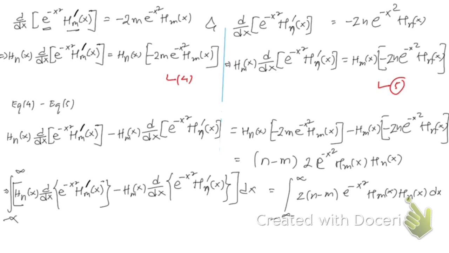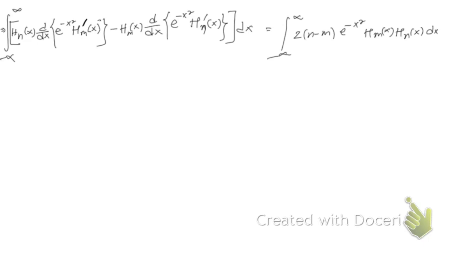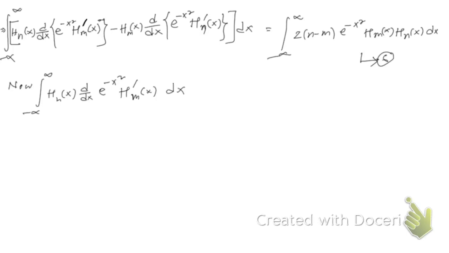Now let me copy this step and take a new slide. So here is the new slide. This is what we have got. Now if you consider the integration of this part, let me integrate this part: e to the power minus x square, Hm, dx. This is what we're going to have.